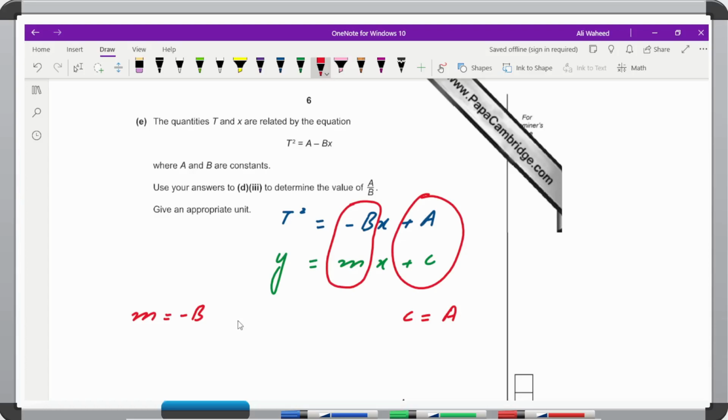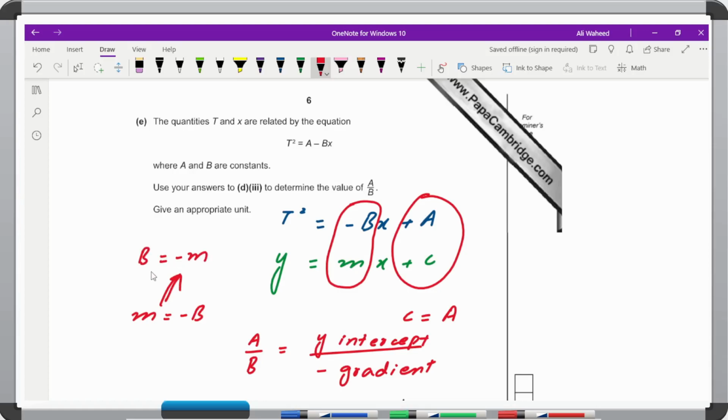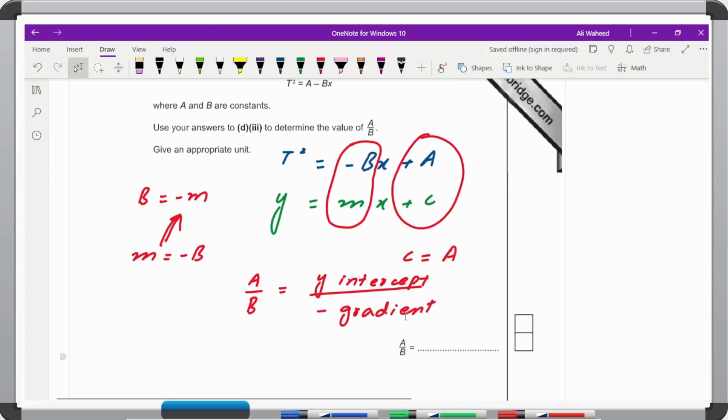So what you have to do is you need to find the ratio a over b. So you write down the value of y-intercept, whatever the y-intercept was, you divide it by the value of gradient. Okay, so b would be the negative of the gradient, whatever the value of gradient was. Okay, so check it out from here. If m equals minus b, then b equals minus m. You can multiply by minus 1 on both sides. So the two values would be calculated already. It's just a matter of dividing these two.